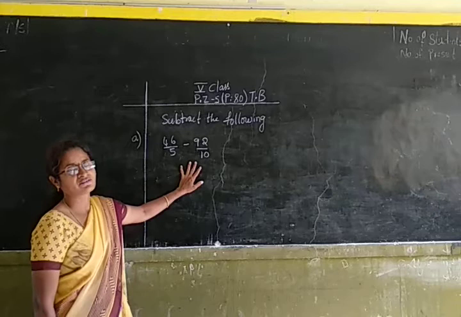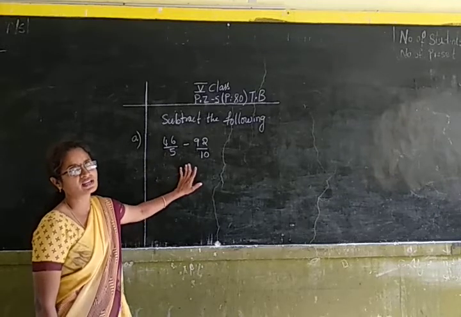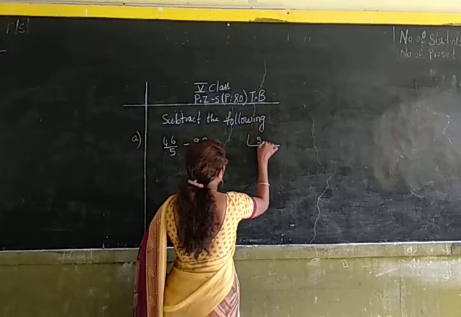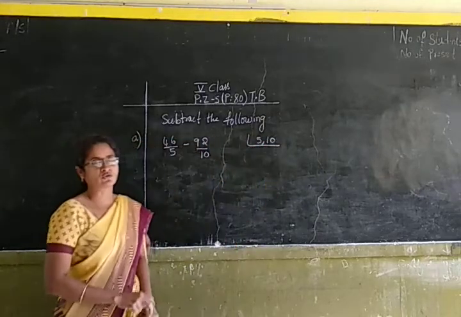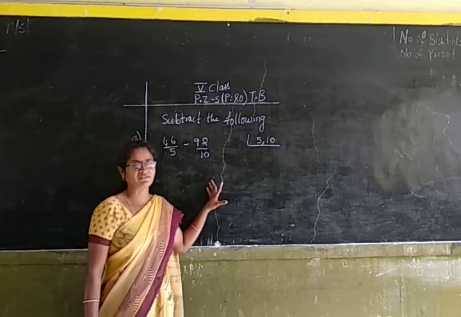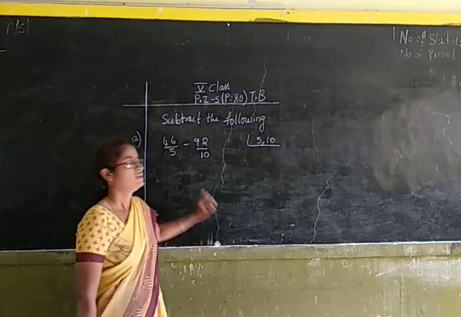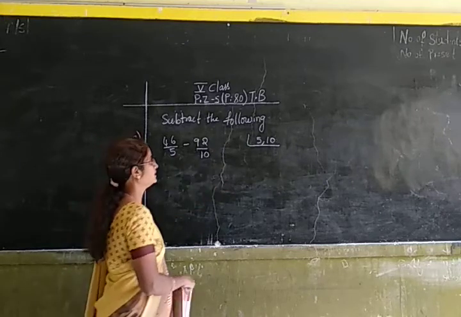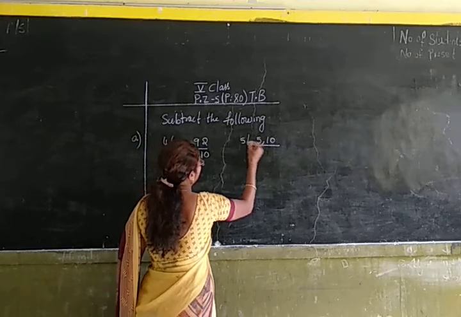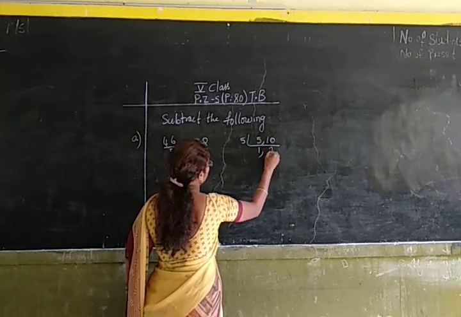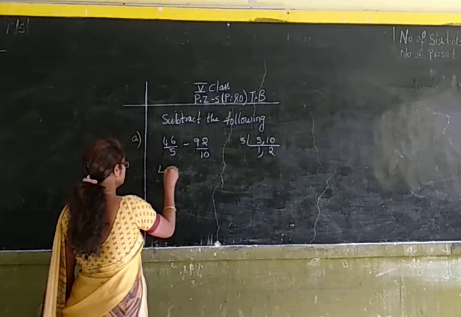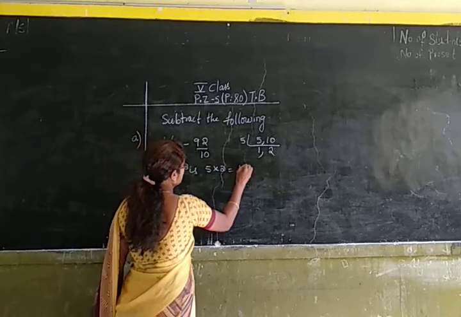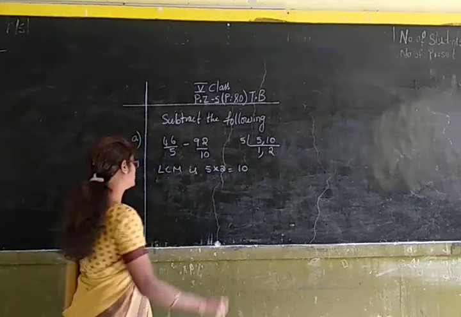So these are unlike fractions. Let us make them into like fractions by finding the LCM. For subtracting, first we have to make the unlike fractions into like fractions, and at the last we have to subtract. So let us find the LCM of 5 and 10. Let us take the 5 table. 5 goes in 5 one time, 5 goes in 10 2 times. So the LCM is 5 into 2. 5 twos are 10. So here the LCM is 10.